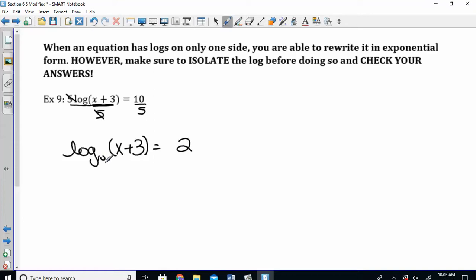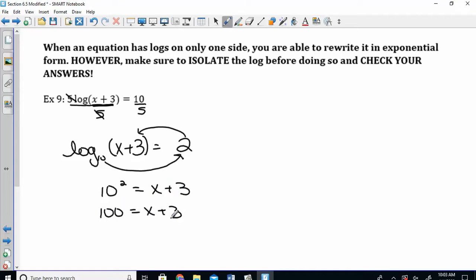Okay, what is the base on this log? 10. So then you can use the definition. We've solved some problems like this before, haven't we? We had some on the last quiz where we just had to do the definition. So 10 squared equals x plus 3. 10 squared is 100. Subtract the 3, and so x is 97.